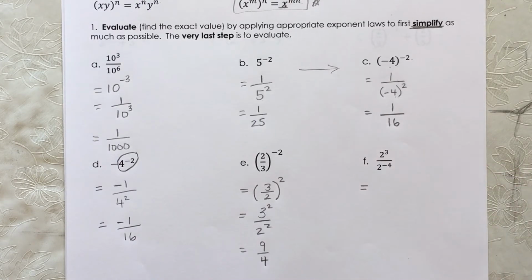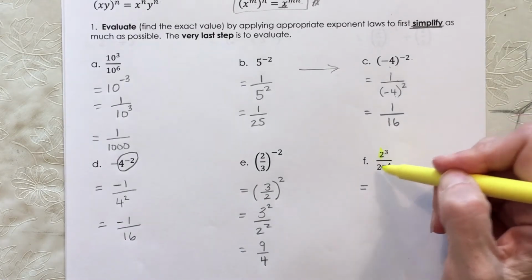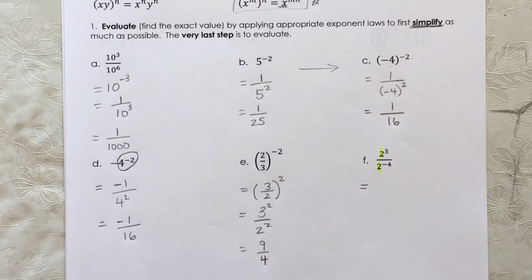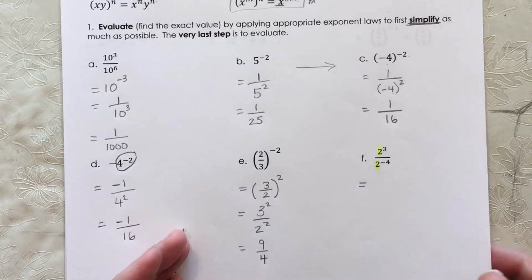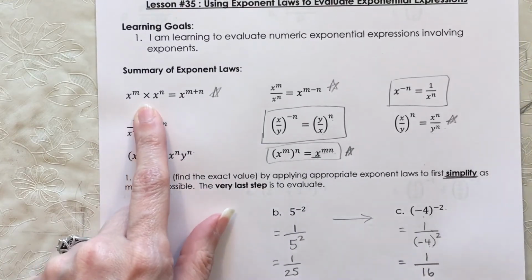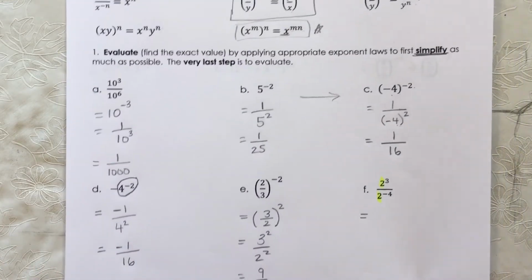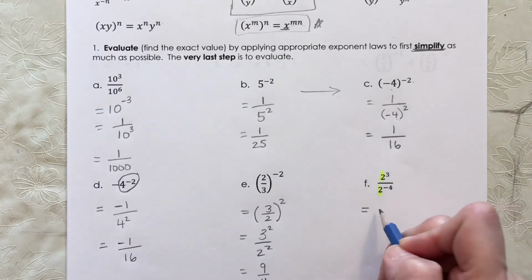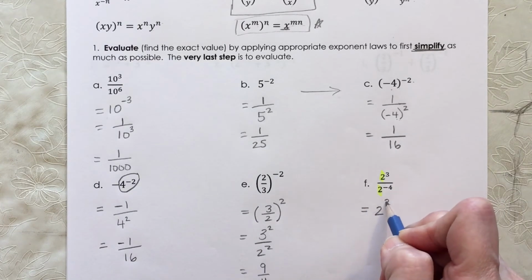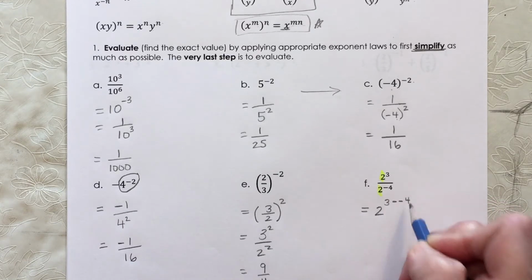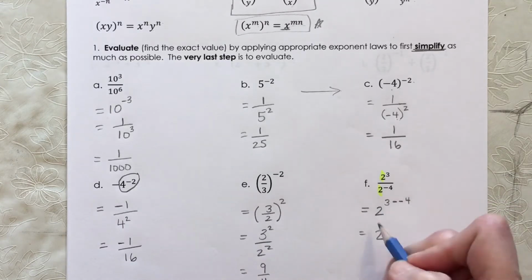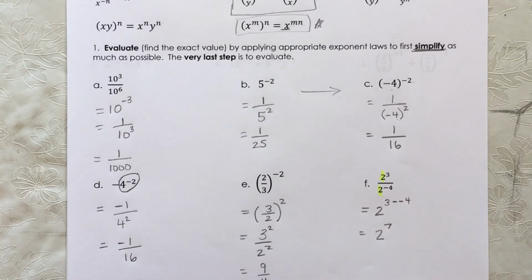So as soon as you see the same base, hopefully you think about, okay, I've got the same base. It's got to be one of my same base rules. So am I multiplying? No. Am I dividing? Yes. So I'm dividing powers with the same base. So the rule is to keep the base 2 and subtract the exponents. 3 subtract negative 4. When you subtract a negative, you add. So you'd end up getting 2 to the positive 7.